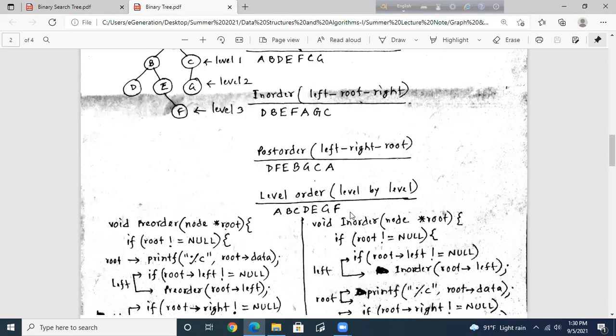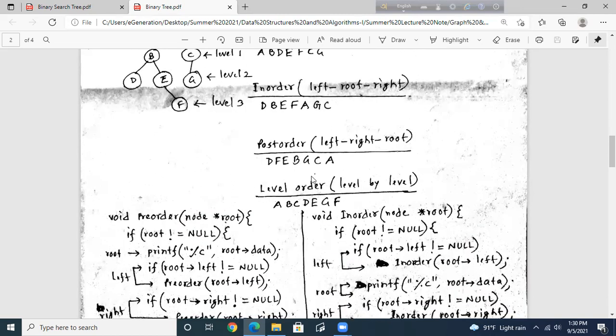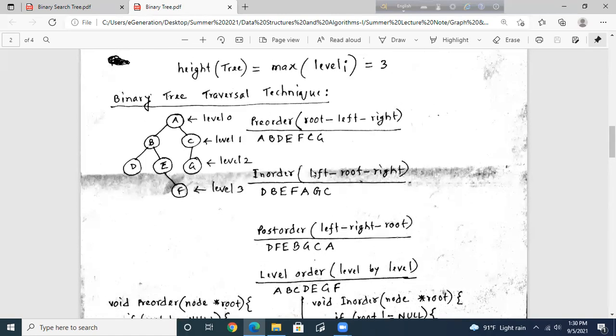Now in order, okay. Now post order, dear student. Now post order traversal technique. In the post order traversal technique, at first left, then right, then root. Same work like as previous, like as in order. I will go for left until there is no left.